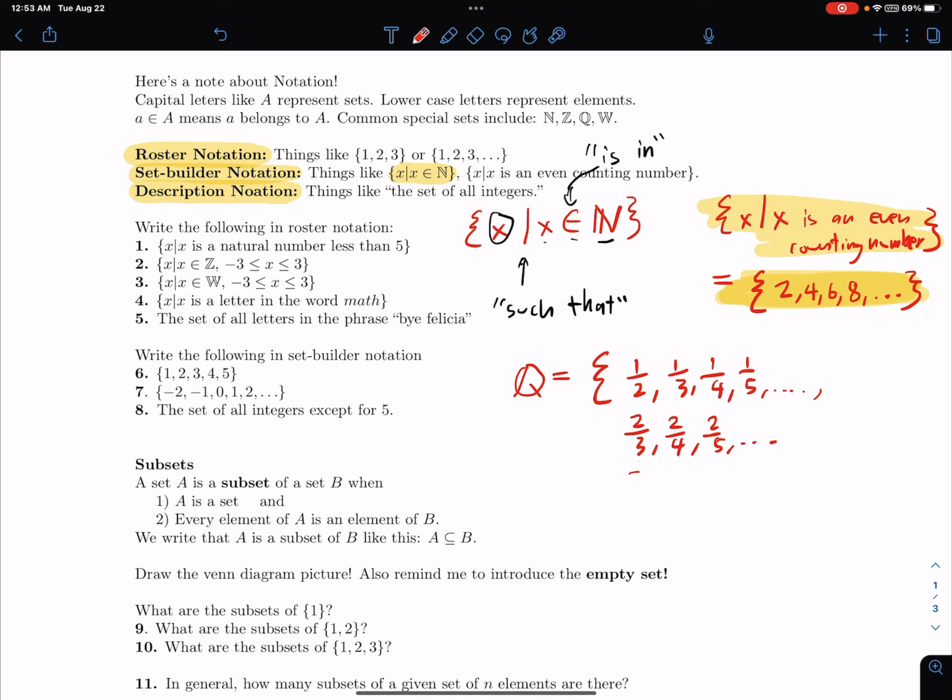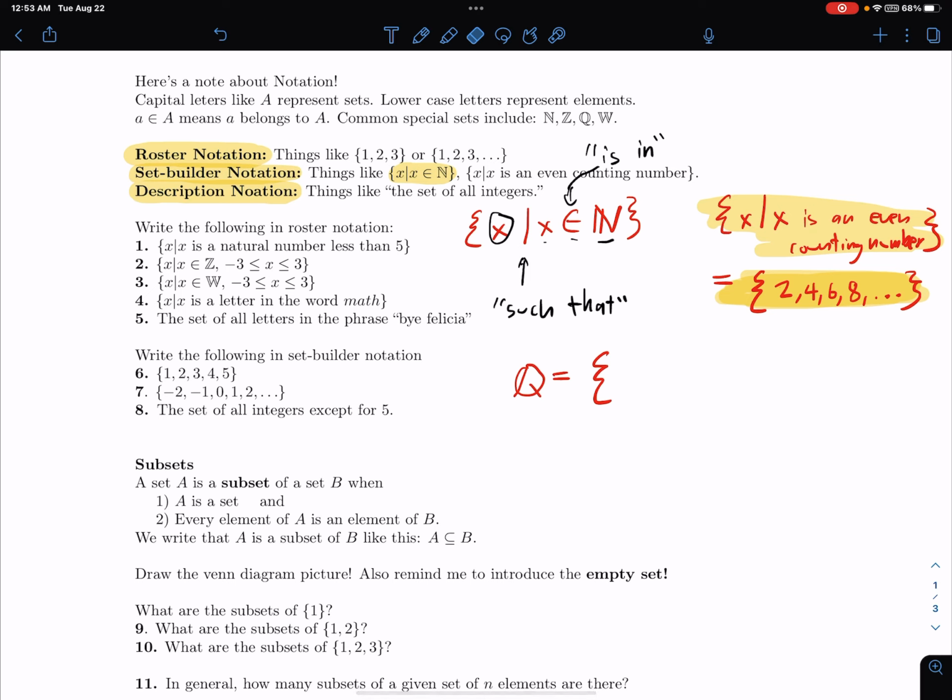And then what about 3? This is going to be really hard to make a list. How am I going to account for every single possible fraction? There's no way to make a list of all those things, right? So what am I going to do? Instead of writing it as a list, I can build the set using set builder notation.